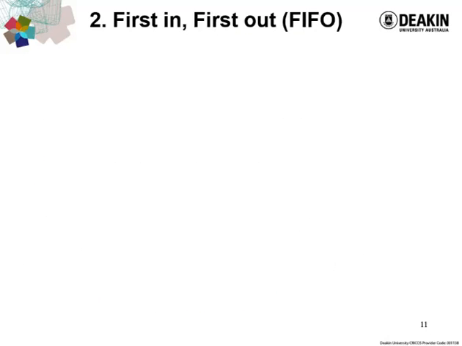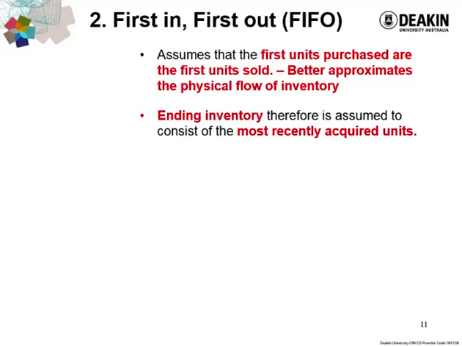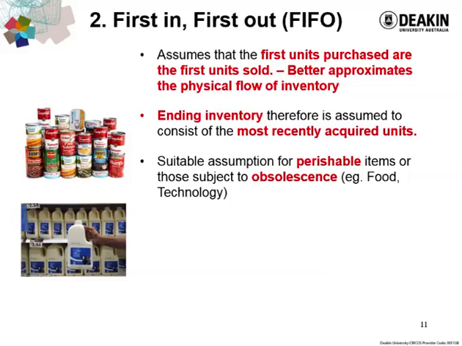The second assumption is first in, first out. FIFO assumes that the earliest purchased units are first sold, leaving latest purchased units as closing inventory. It therefore better approximates the physical flow of inventory compared to weighted average and LIFO. And this assumption is suitable for perishable items such as food or items that are subject to obsolescence such as technology, which will become easily outdated.